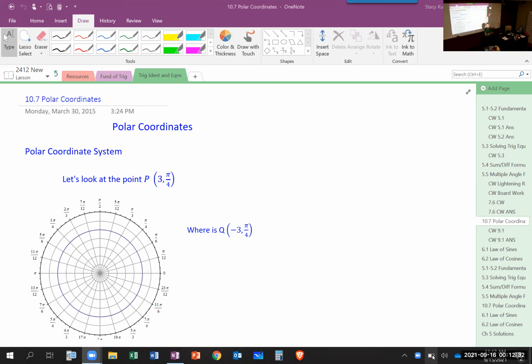I had found a battleship game at one point where you could play battleship using polar coordinates, which I thought was kind of fun.